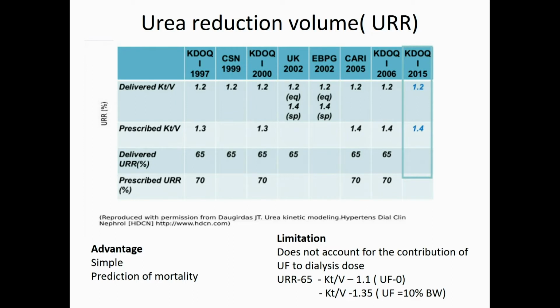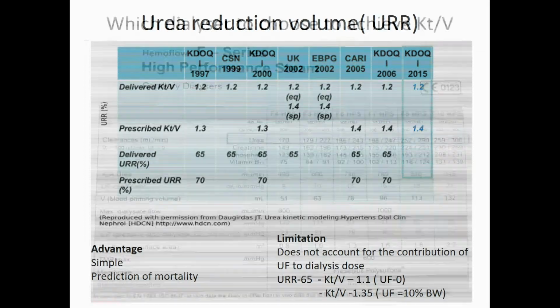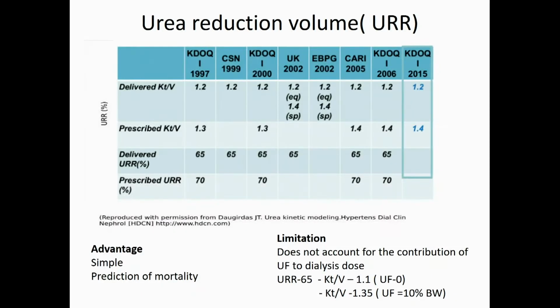spKt/V, equivalent Kt/V: only the UK and a few others use that, otherwise all say spKt/V. Prescribed Kt/V: sometimes you prescribe it, but you may not achieve it every time. So your prescribed value should be 0.1 or 0.2 more, so that you can actually achieve a Kt/V of 1.2. Similarly, the prescribed URR should be around 70, and you should achieve a urea reduction ratio of around 65%.